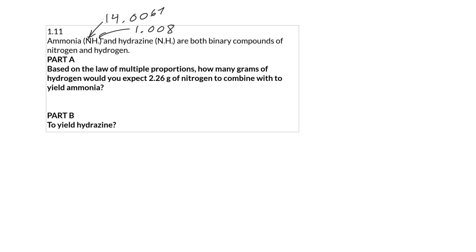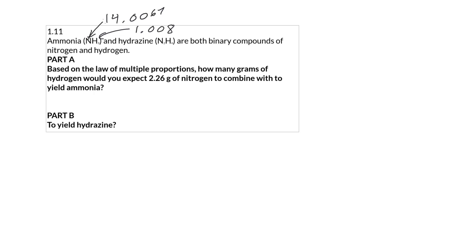Let's take a look at 1.11. Ammonia and hydrazine are both binary compounds of nitrogen and hydrogen. Based on the law of multiple proportions, how many grams of hydrogen would you expect 2.26 grams of nitrogen to combine with to yield ammonia?